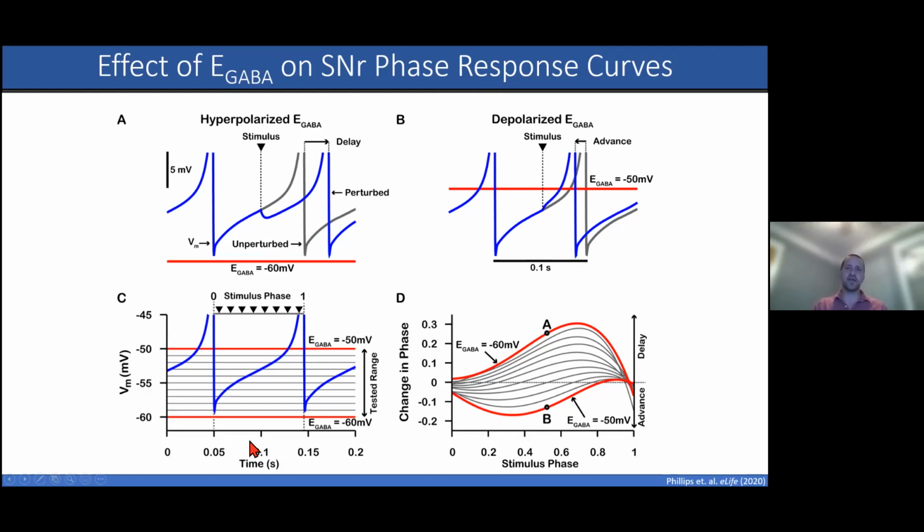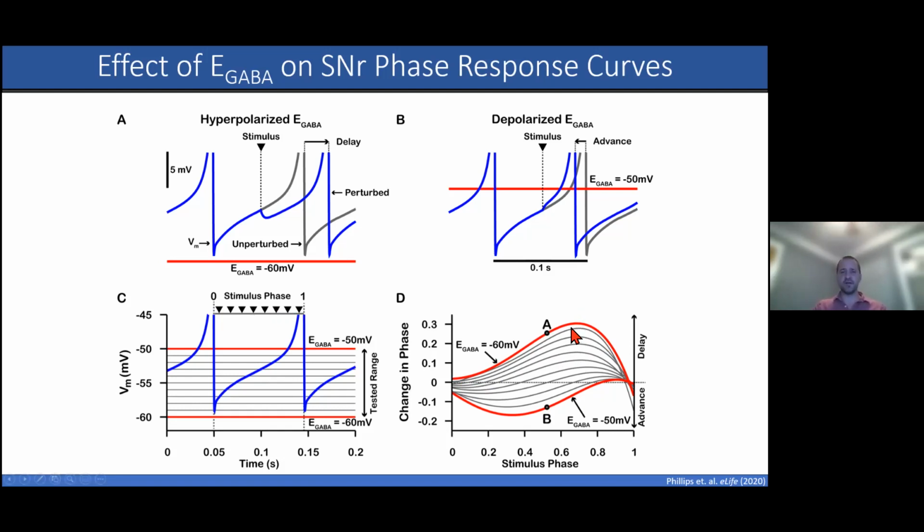All right, so what we did is calculate or quantify the phase response curves. These curves characterize the advance or delay that happened as a function of the stimulus phase here. And we did this for E-GABA from -50 to -60. So you take the first case of -60, what you see is that no matter where you stimulate within the phase, you always get a delay. But this delay peaks at roughly about 0.75.